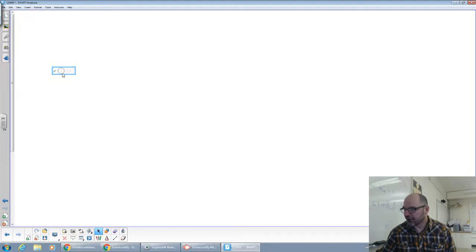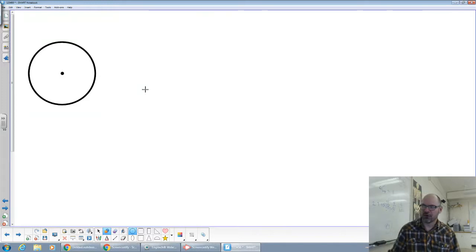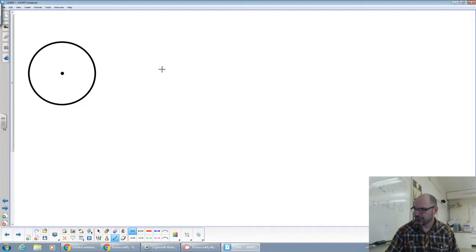Oh, where's my circle? There it is. Okay, so here's my Earth. Oops, that's too small. There's my Earth with the center. And in and around this, we have a gravitational attraction of the Earth, attracting. I guess we should use arrows there.